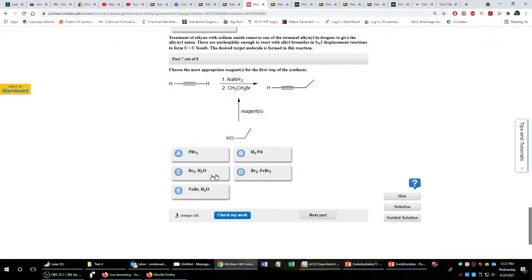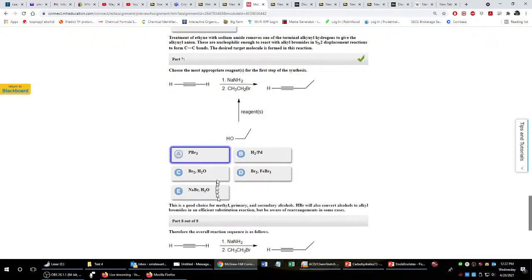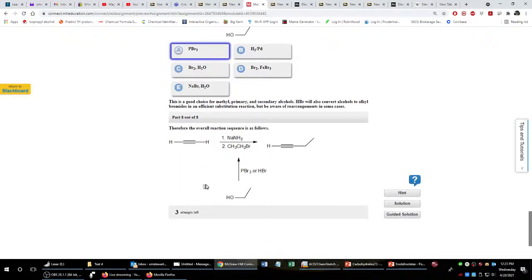Hydrogen halide, C, that won't work. Hydrogenation, B, won't work. Br2 with FeBr3 is more of an organic 2 reaction. This is how you brominate a benzene ring. Sodium bromide and water versus PBr3. My first guess would be PBr3 because I know it is selective towards converting an alcohol, and that seems to be their intent. You could use sodium bromide and water, it would just be prohibitively sluggish.